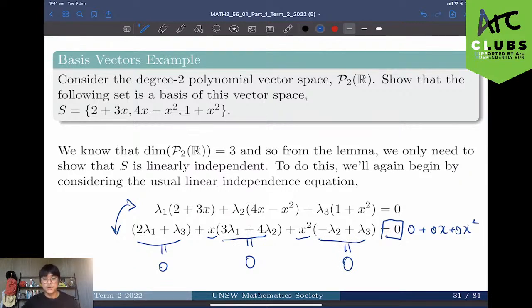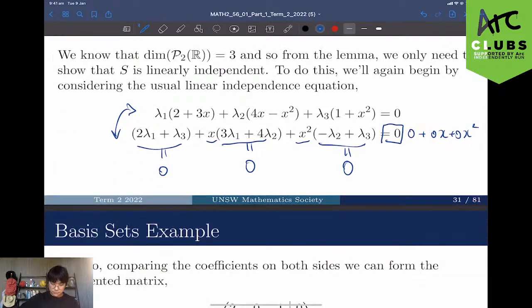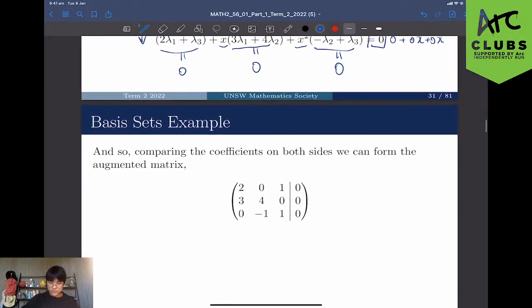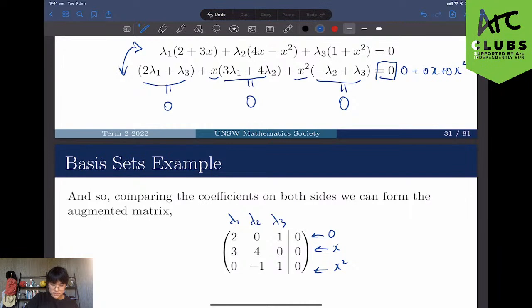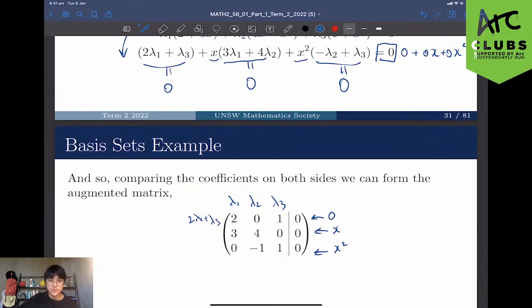So an easy way to solve this, you might have thought, is as an augmented matrix. Here we have the augmented matrix we drew up. The way we got this is that this is the coefficient for 0, x squared. So we know for the constant, that's going to be 2 lambda 1 plus lambda 3. And we do the rest for x and x squared.